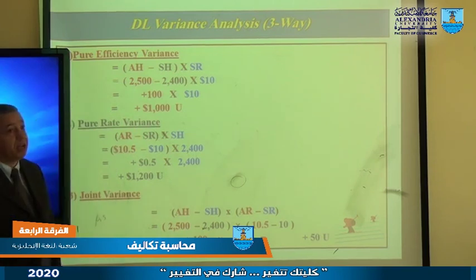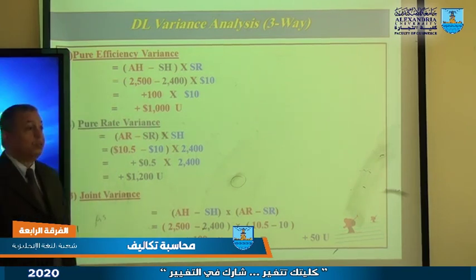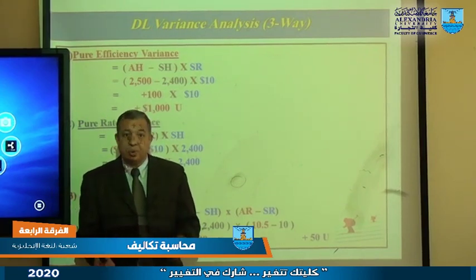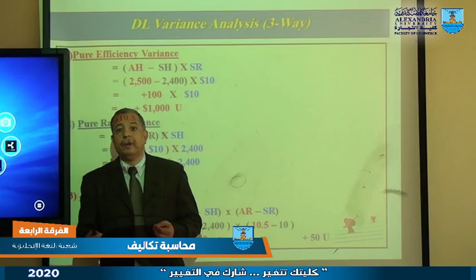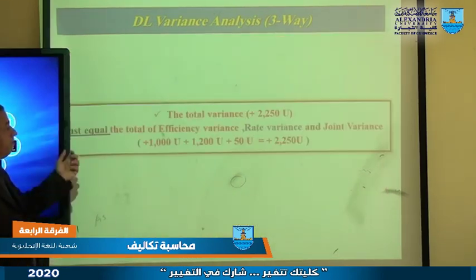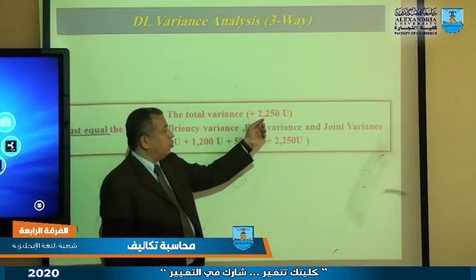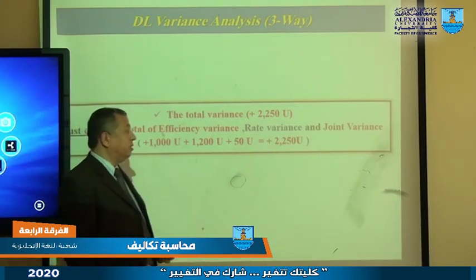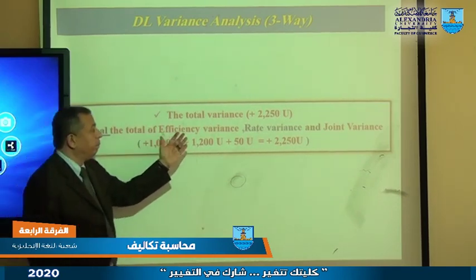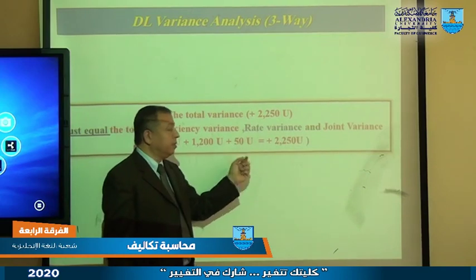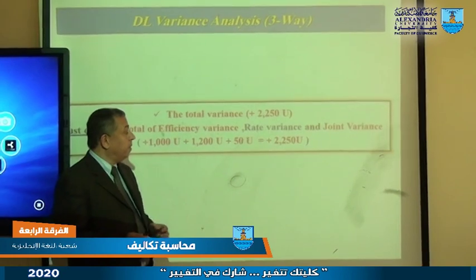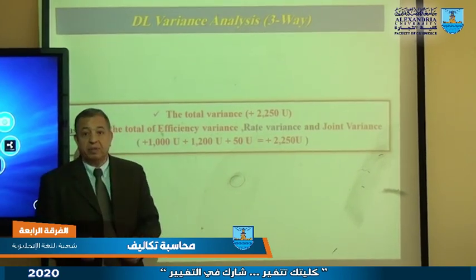Again, don't forget to check your answer. I want to analyze. Why do I analyze? To answer a question. What is the question? What are the reasons of total variance? Again, my total variance, if you remember, is 2,250 unfavorable, and the reasons are 3: efficiency, rate, and joint if I speak about three-way, or efficiency and rate only if I have two-way.